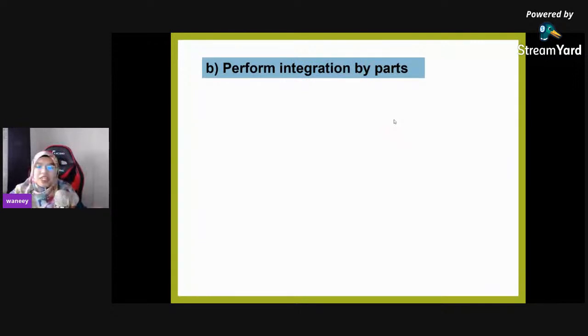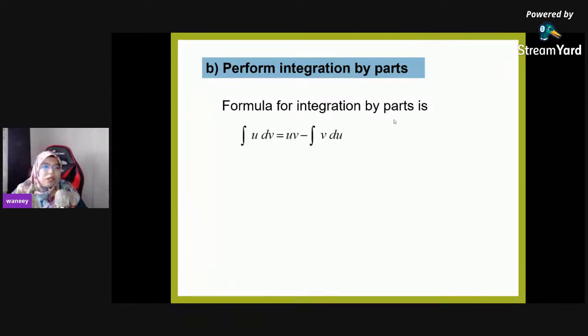Okay, so another technique that we're gonna learn is how to perform integration by parts. So the formula for integration by parts is that the integral of u dv is equal to uv minus the integral of v du. So we need to be extra careful when we are using integration by parts because we have to choose our u as well as our dv carefully.